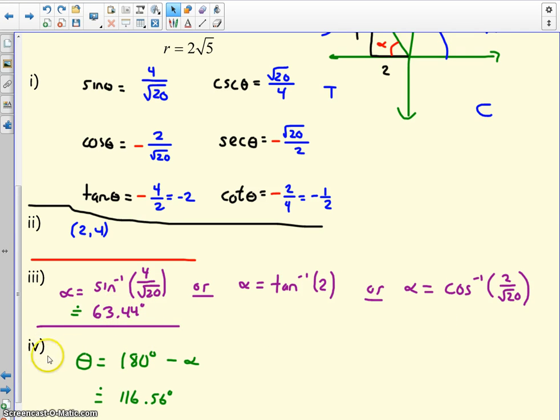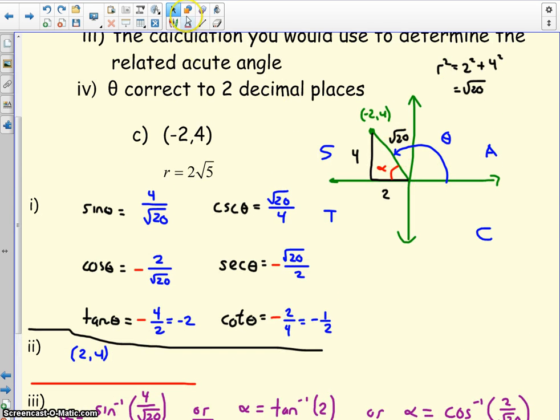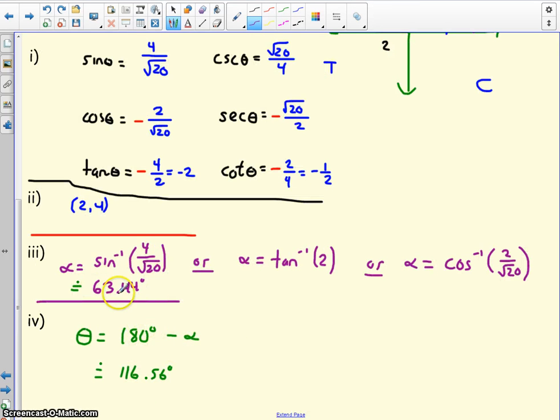The only other thing to watch for here, which makes this different from the previous ones we did, is because this angle's in quadrant 2, our calculation to find the actual angle, the blue one here, theta, is a little bit different. So it's 180 degrees for the full, to get all the way over to the negative x-axis. So 180 degrees minus alpha, the red one here, should give us theta. So we go 180 degrees minus the 63.44 to get 116.56 as our theta.